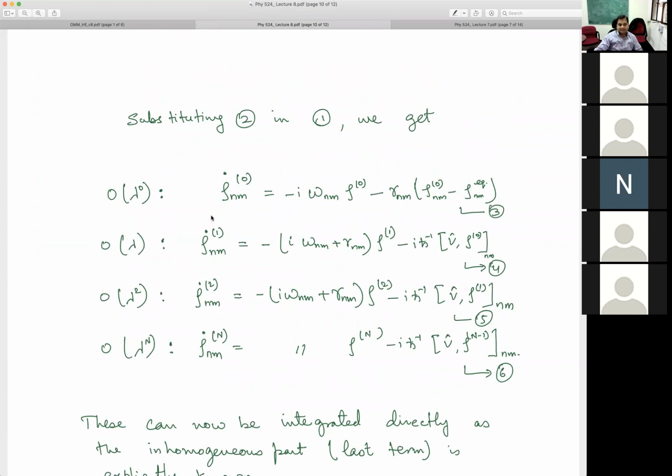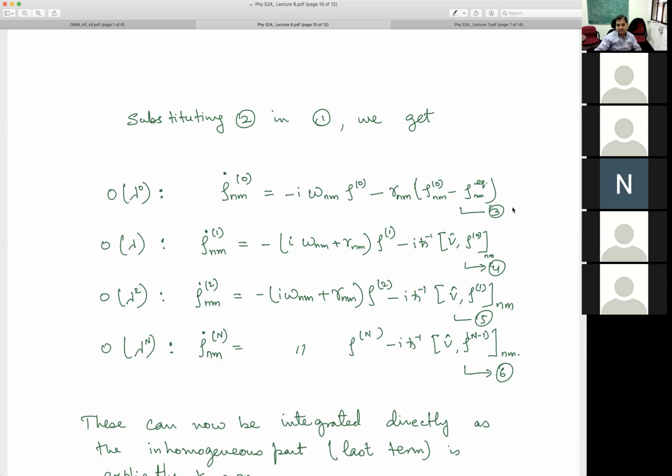nice equations like this. So order lambda 0. So 0th order in lambda, you will get this equation that rho nm dot 0th order is minus i omega nm rho 0 minus this damping factor, rho nm 0 minus rho nm equilibrium. So this I'll call equation 3.